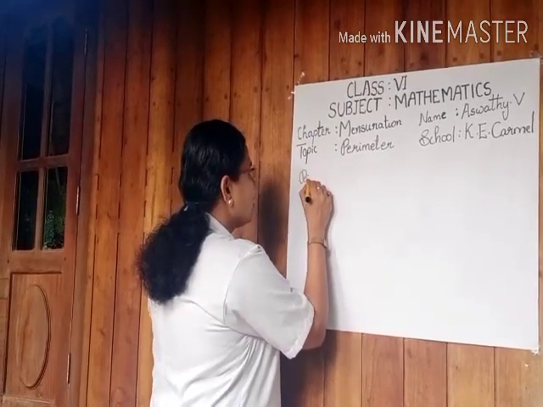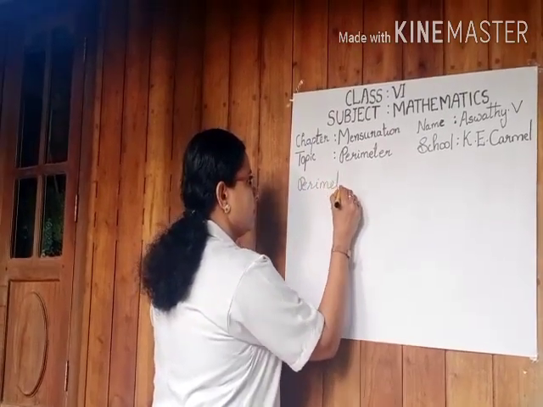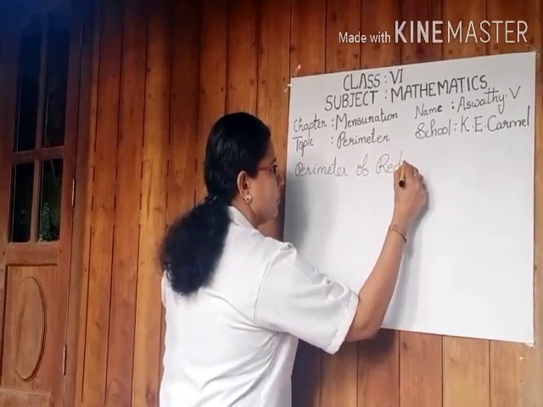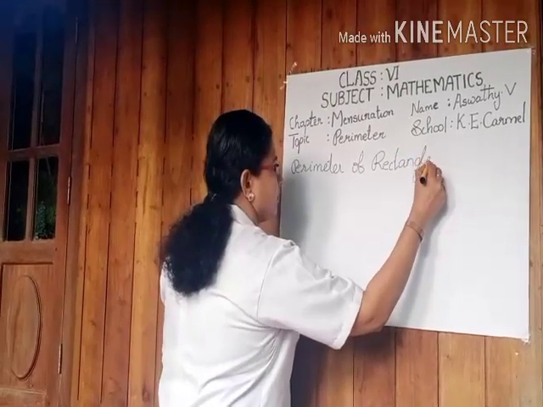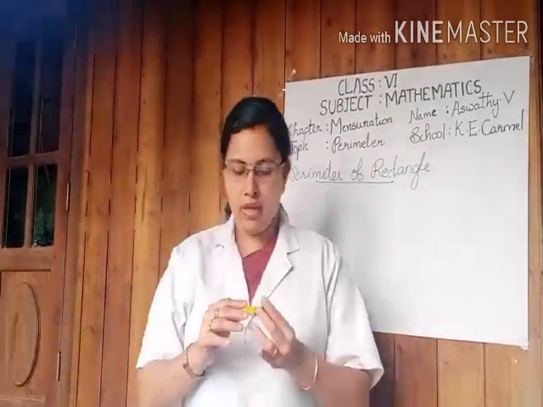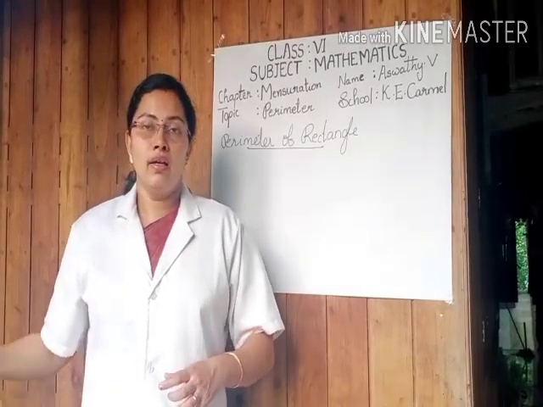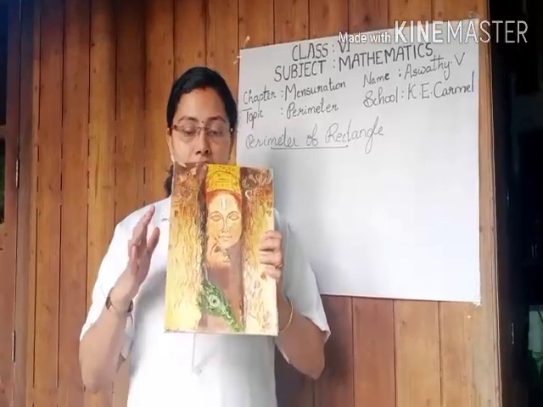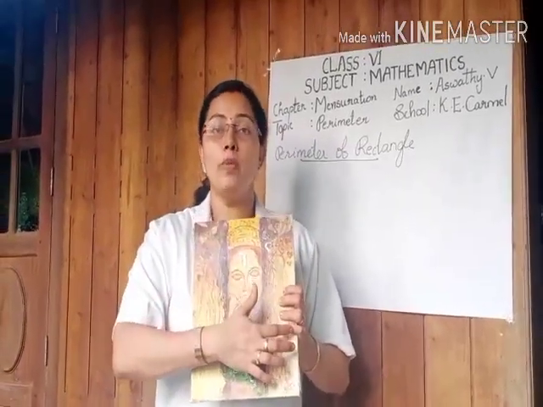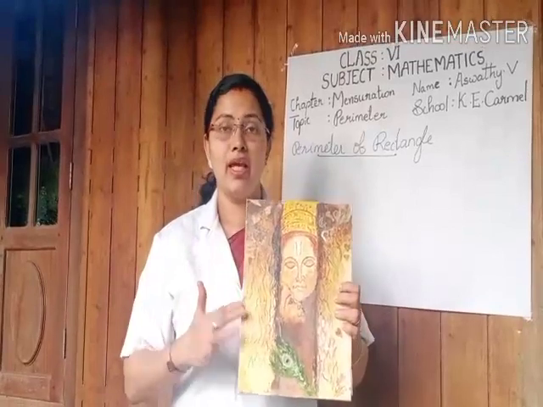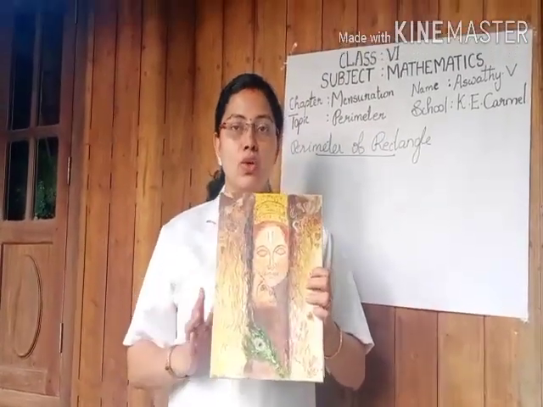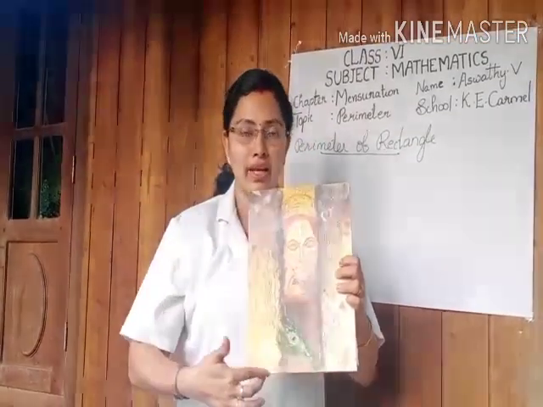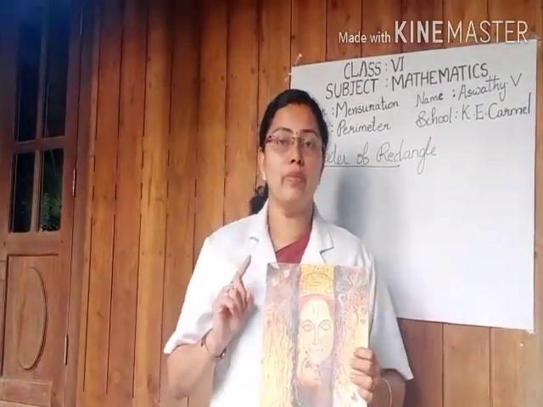So, the perimeter of a rectangle. You have already learned a rectangle has four sides and the opposite sides are equal. These two sides are equal and these two sides are equal. So, this is the length of the rectangle and this is the breadth of the rectangle. So, there are two lengths and two breadths for a rectangle.